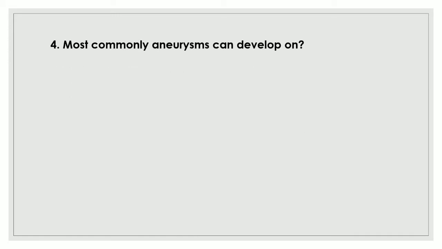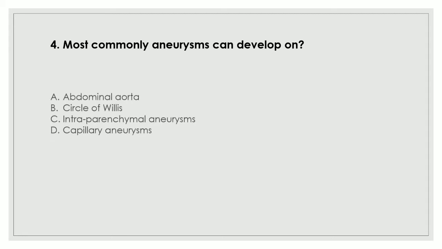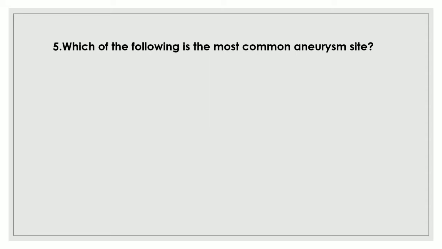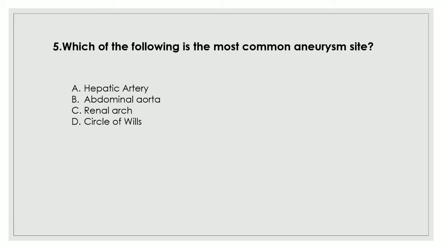Question number 4. The most commonly aneurysms can develop on. Options: A. Abdominal aorta, B. Circle of Willis, C. Intraparenchymal aneurysms, D. Capillary aneurysms. Answer A. Abdominal aorta. Question number 5. Which of the following is the most common aneurysm site? A. Hepatic artery, B. Abdominal aorta, C. Renal arch, D. Circle of Willis. Answer B. Abdominal aorta.